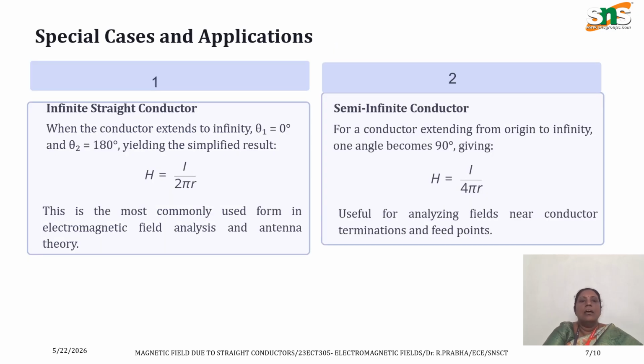Next are the special cases. For an infinite straight conductor, the angle values extend to 0 degrees and also 180 degrees. So we get a simplified result by angle substitution. We get H is equal to only I by 2 pi r. And next is the semi-infinite conductor, the conductor extending from the origin to infinity. One angle becomes 90 degrees in this case. So for the semi-infinite conductor also, the magnetic field intensity H is equal to I by 2 pi r.